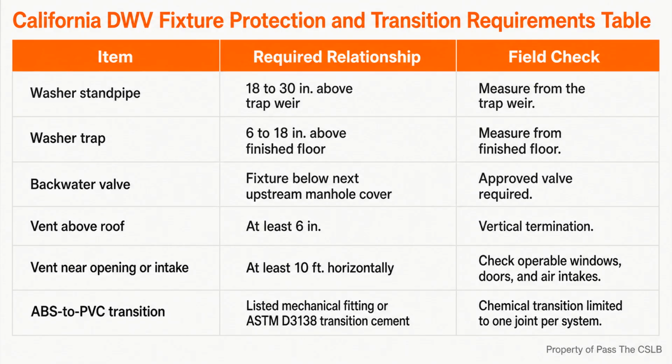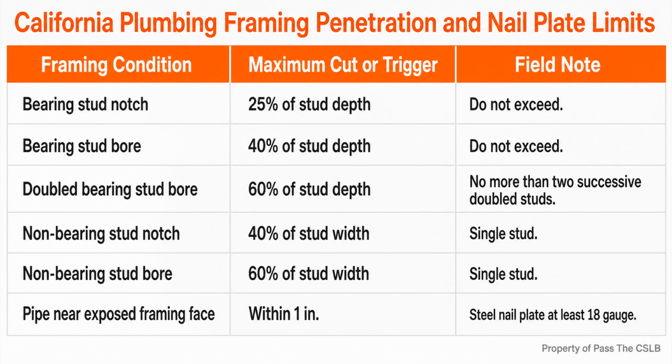Nail plates must be installed while the framing is open, verified before insulation or drywall, and left in place where the pipe remains vulnerable. A missing plate may not reveal itself until a screw punctures the concealed pipe, and the leak appears after occupancy. The framing protection table separates bearing wall limits, non-bearing wall limits, doubled stud allowances, and nail plate protection. I put these values together because mixing the categories is the common supervision mistake.